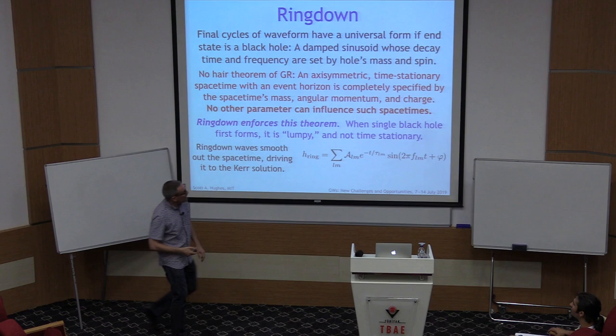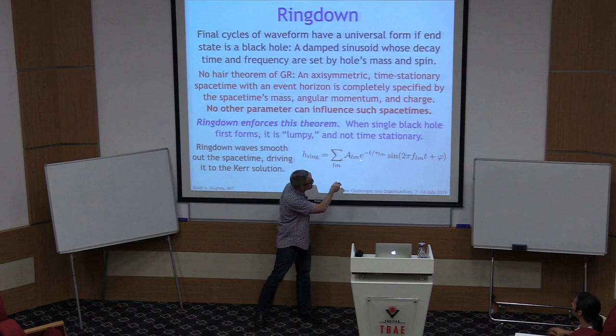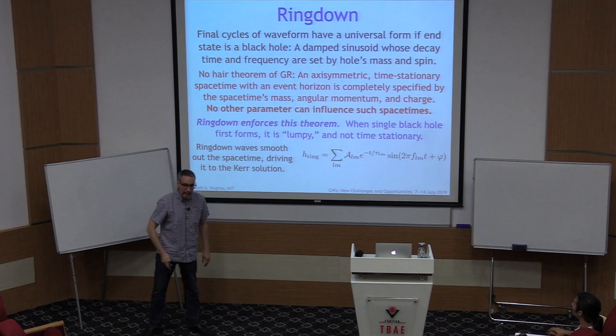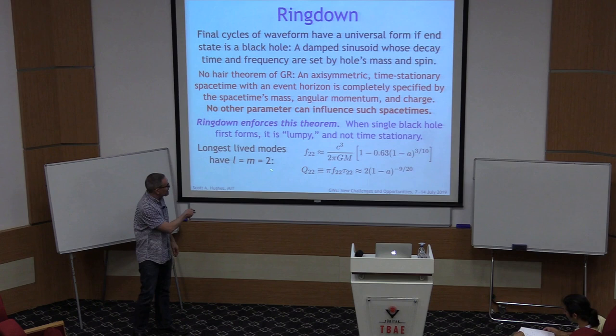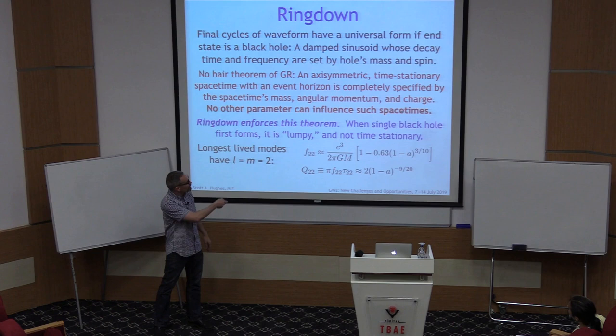It has a very simple form where it's going to look like a sum of various amplitudes with an exponential decay and an oscillating sinusoid. This decay time and this frequency can only depend on the mass and spin of that final black hole. The longest-lived mode is probably the l=2, m=2 mode. And there's a long literature on this that leads to a decent degree of approximation.